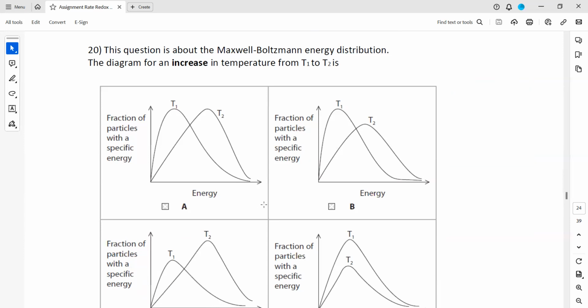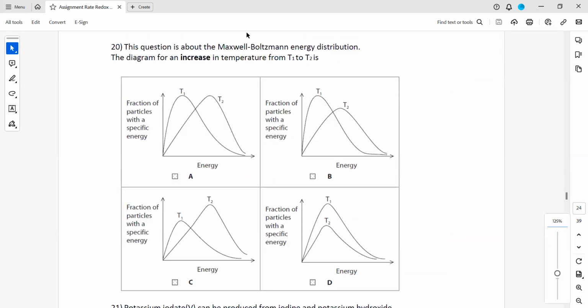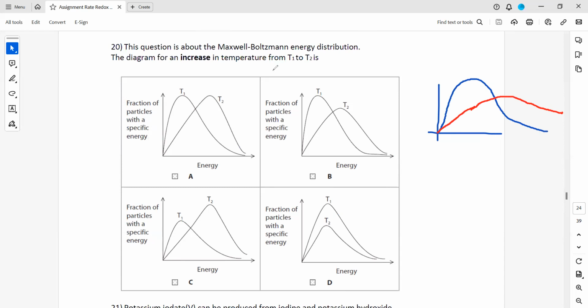This question is about the Maxwell-Boltzmann energy distribution. The diagram is for increasing temperature. When we increase the temperature, what will happen? The Maxwell-Boltzmann distribution graph shows the energy of the particles and the number of particles having certain energy. If we increase the temperature, a greater number of particles have energy more than the activation energy and the peak will decrease. T1 is the lower temperature and T2 is the higher temperature. So the peak should decrease and more particles shift towards the right-hand side.